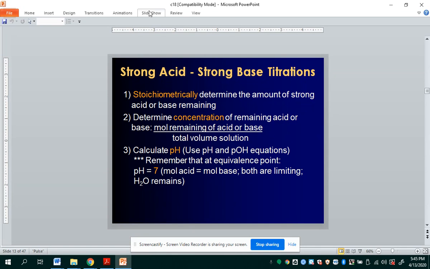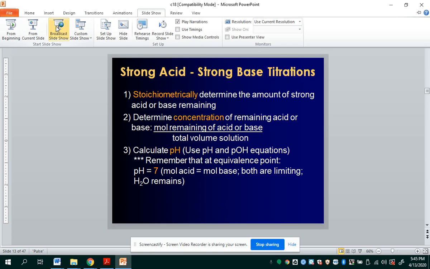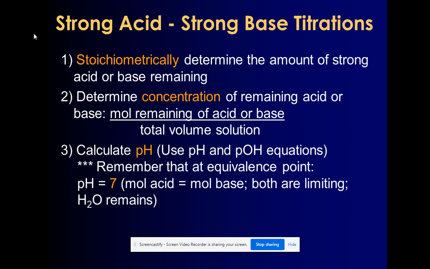All right, so this video is going to be the first of three about titrations. We're going to do one with strong acids and strong bases, one with weak acids and strong bases, and one with weak bases and strong acids. Hoping shorter is sweeter. We're dealing with strongs.